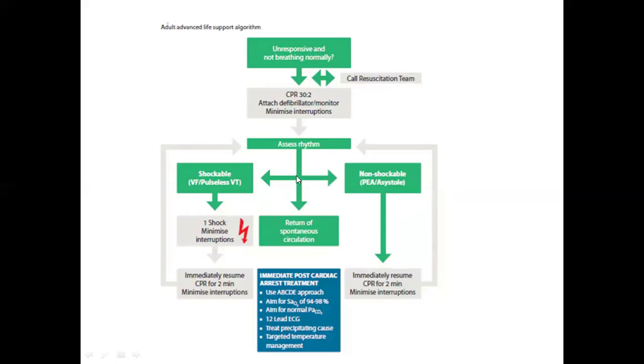So what is the place of amiodarone in the cardiac arrest? That is on this side only, right? After the third shock, on the shockable side, we give amiodarone once. After the fifth shock on this side, we give the second dose of amiodarone, right?